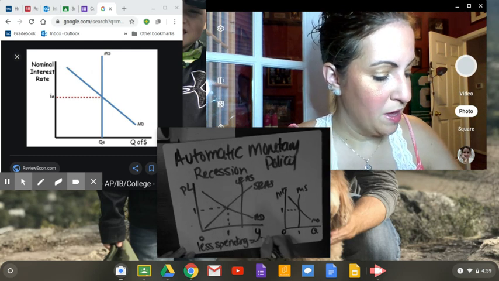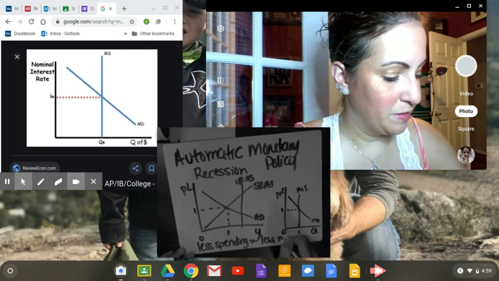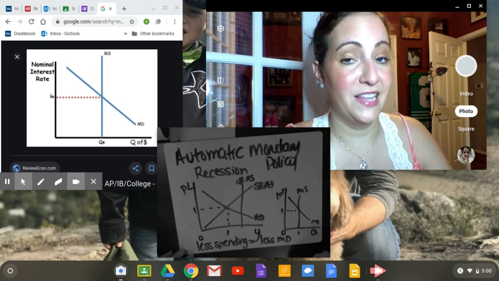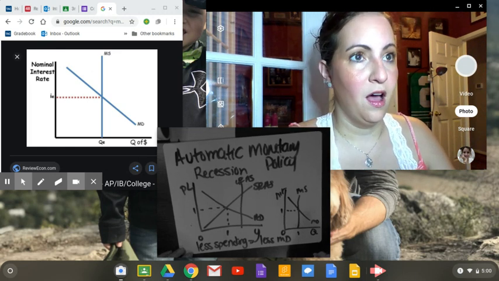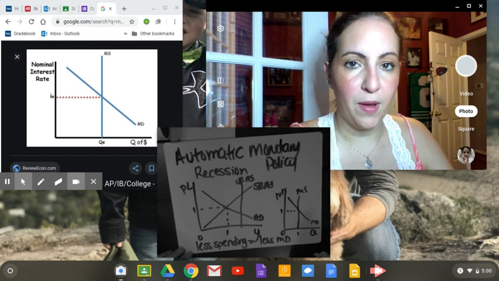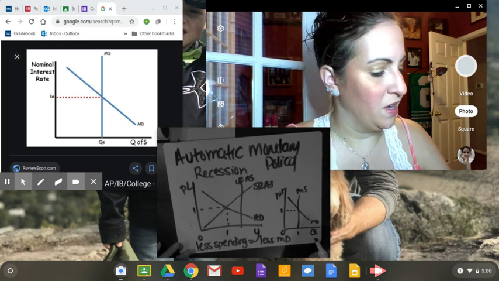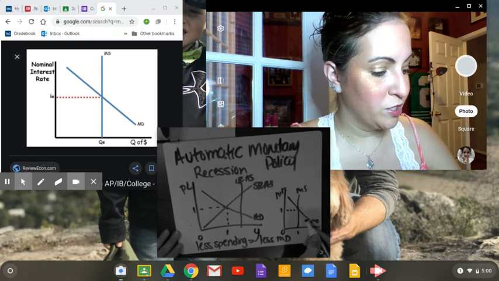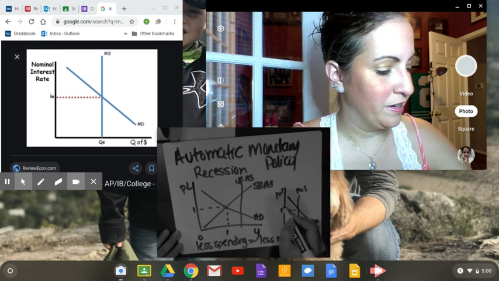less spending means less money demand. People are reaching for their wallets less if they're not spending anything. So, if you're not buying that car, you're not buying that TV, you're demanding less money. You're reaching for your wallet less. So money demand shifts to the left.